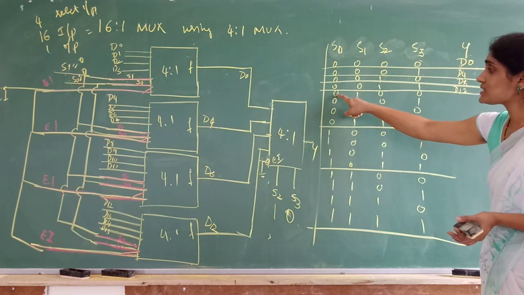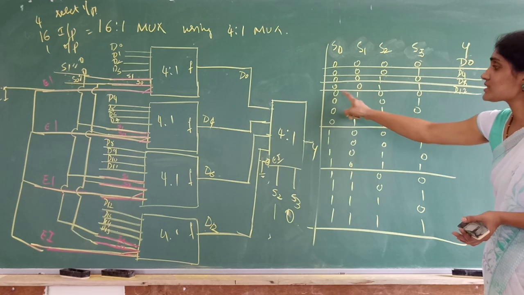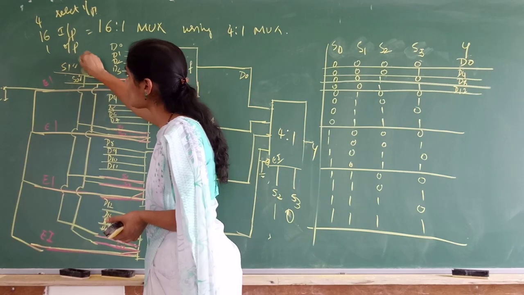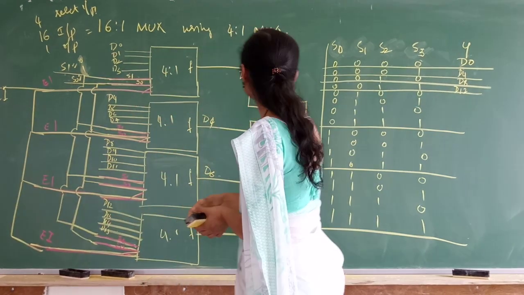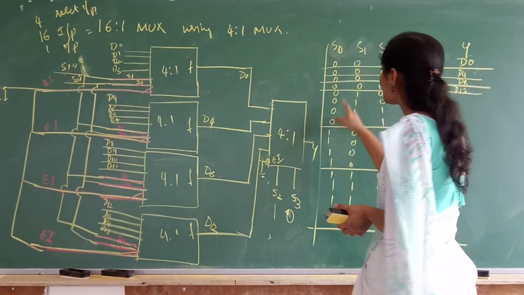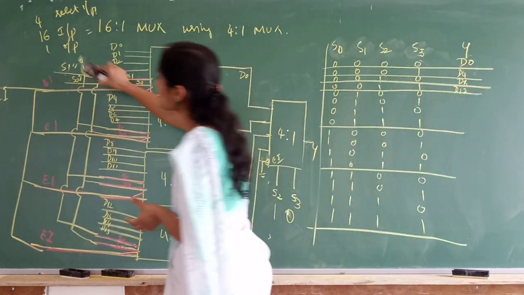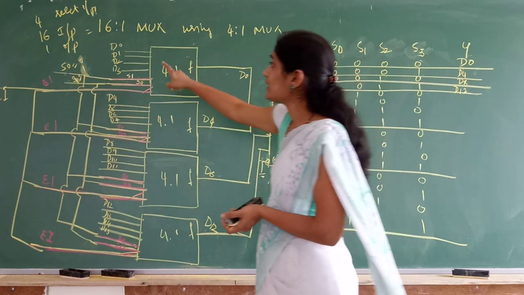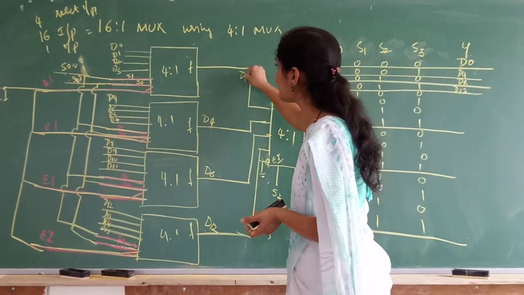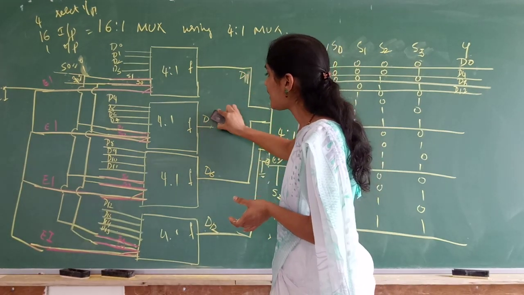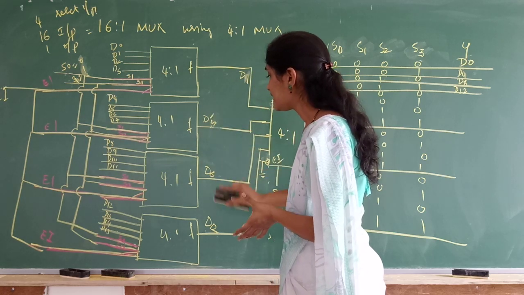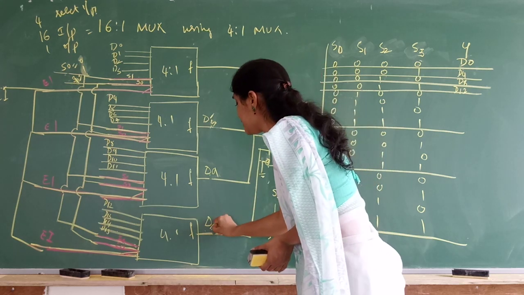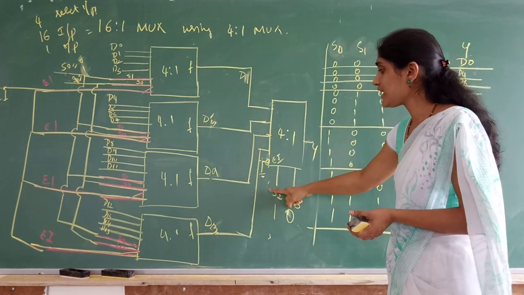Now look at the next condition. 0, 1, 0, 0. S0, S1 is 0, 1. I take this as S0 and this as S1. What happens when you give 0, 1? D1 will be selected. So this is D1. Here it is D5. Here it is D9. Here it is D13. So here you have D1, D5, D9, D13.